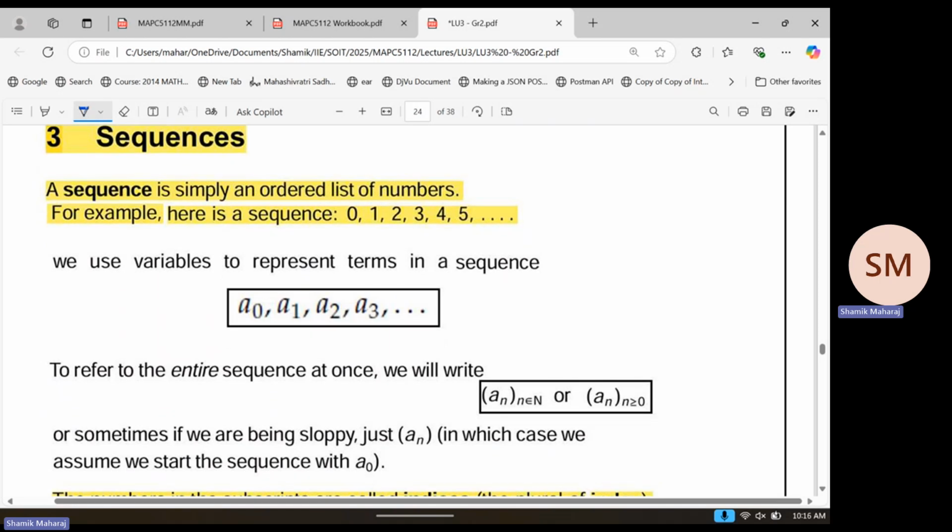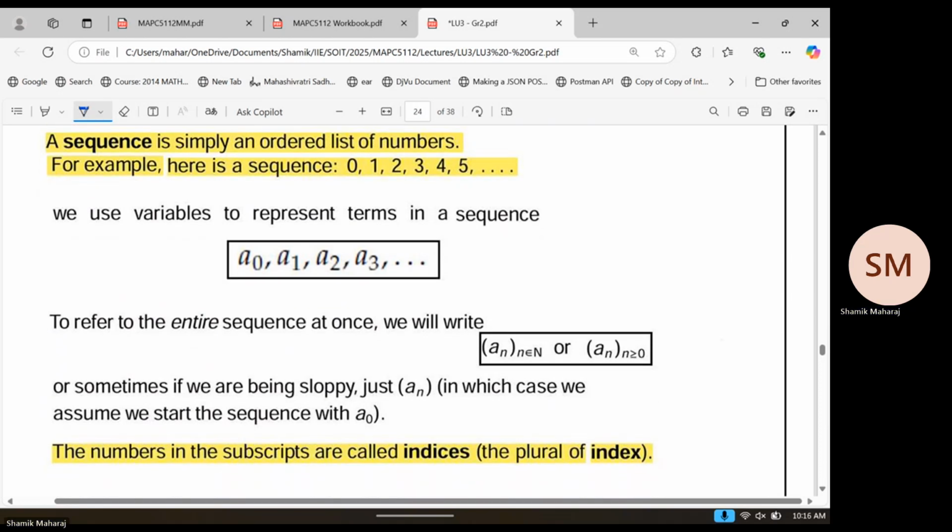So let's first start by defining a sequence, which is written up here. It's just an ordered list of numbers. So it's a bit different from a set, because in a set, order doesn't matter and repeats don't matter. Here, both of those things matter. So the order is important, and if you have repeats, you have to list the repeats as well. And we have some notation at the bottom here. We see A0, A1, A2, A3. All of these are just variables to represent elements of a sequence.